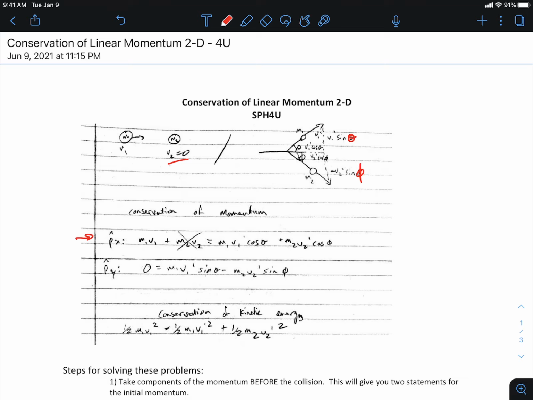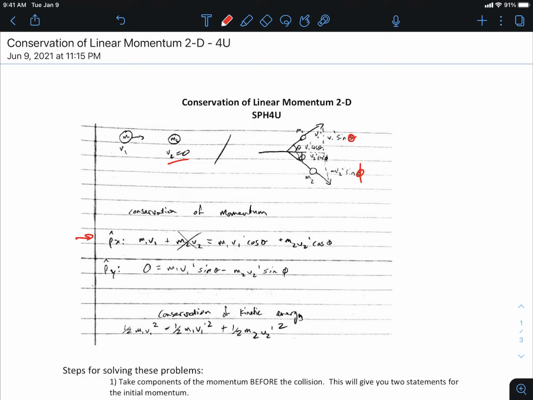Okay, so that's the distinction that we're going to make today. You have two different angles, right? And we label them theta and phi just to keep track of them, right? So again, it's just getting at the organization of the data that's given to you, okay?